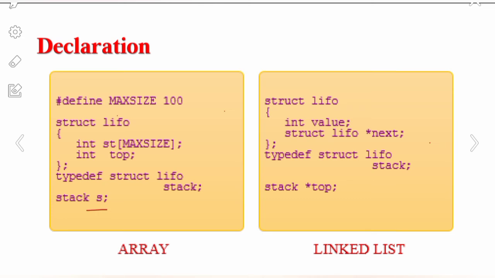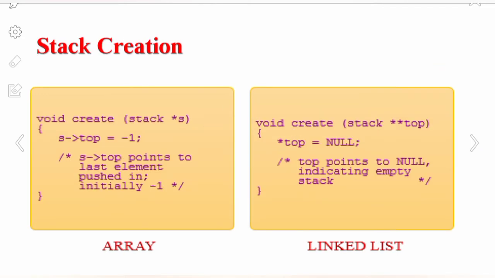Similarly, for the linked list we are going to create a structure LIFO with the value and the next node. So typedef structure LIFO stack, and the stack pointer top of the stack. For stack creation, initially the stack for the array will always have top equals -1. If there is no value, then top will be like this.